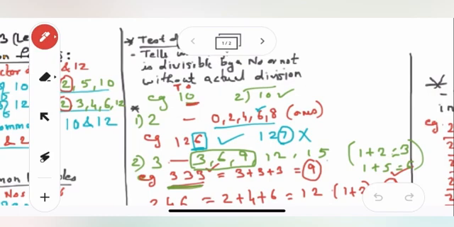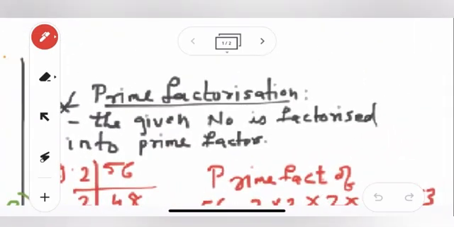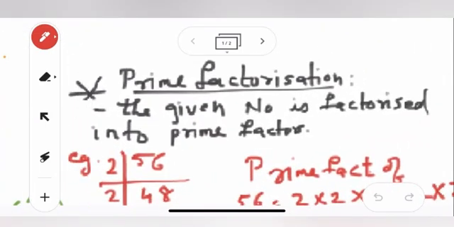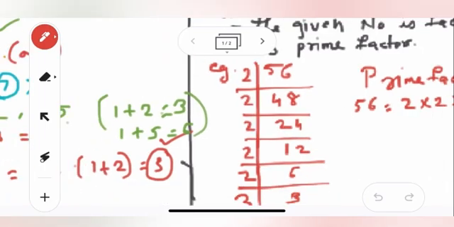So let us go to the next concept, that is prime factorization. Now what is prime factorization? Prime factorization is a process in which the given number is factorized into prime factors. Here you have to find the prime factors of any number. How to find the prime factors of any number? Here I have taken the example of 56.